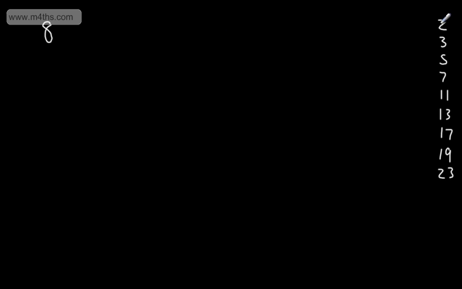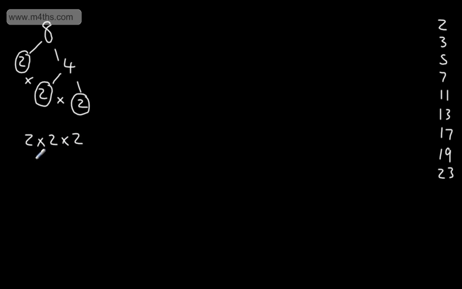The first thing I say is, can I divide 8 by 2? The answer is yes, and I circle the 2. 2 is prime. That leaves me with 4. Can I divide 4 by 2? Yes, I can. That's prime, so I circle it, and it leaves me with 2. So what I've now got is 2, 2 and 2, and we multiply. So we can write now that 8, as a product of its prime factors, is going to be 2 multiplied by 2 multiplied by 2, or 2 to the power of 3. So that's 8 as a product of its prime factors.